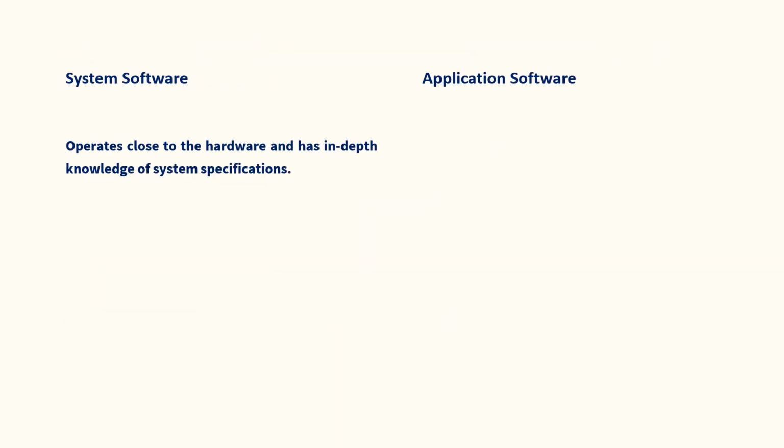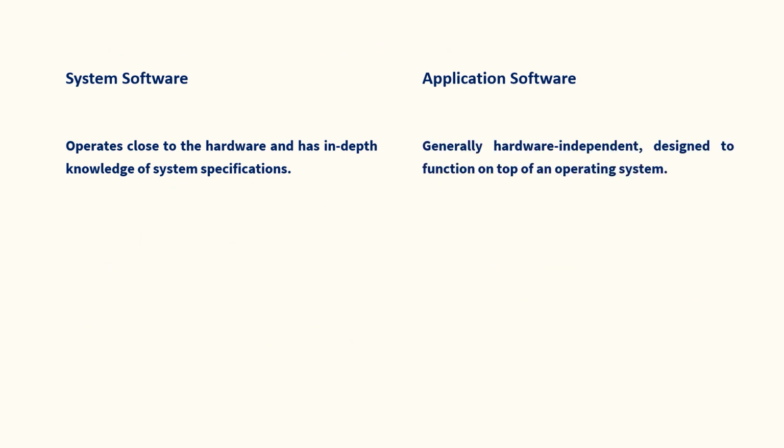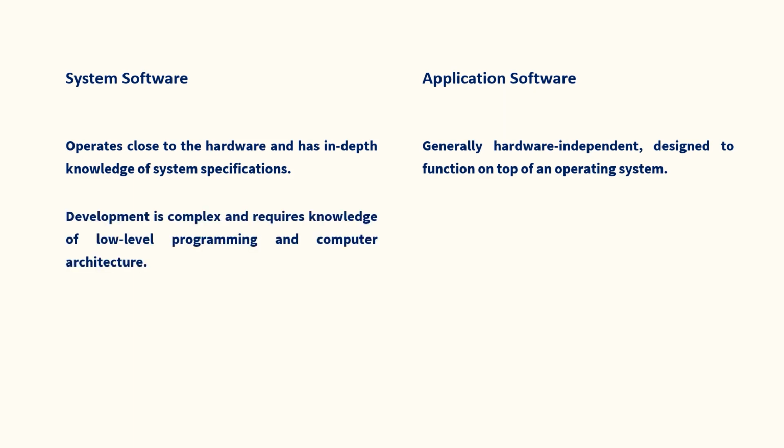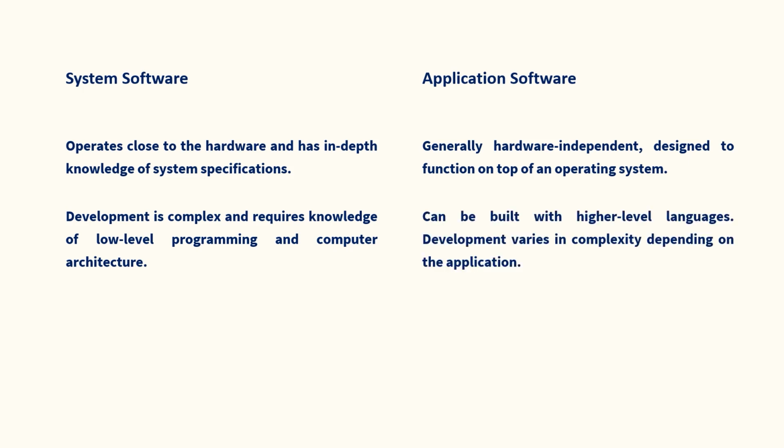System software operates closely with the computer's hardware and has a deep understanding of its specifications. Application software is typically designed to work on top of an operating system, regardless of the specific computer hardware. System software development is complex, requiring knowledge of low-level programming languages and the inner workings of computer architecture. Application software can be developed using higher-level programming languages, and the complexity of development varies based on the application's purpose.